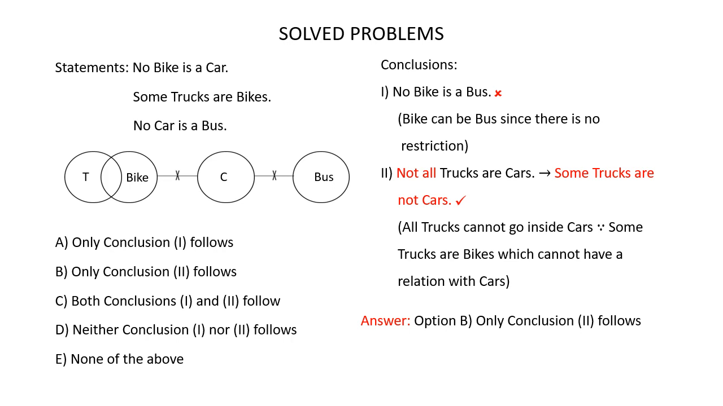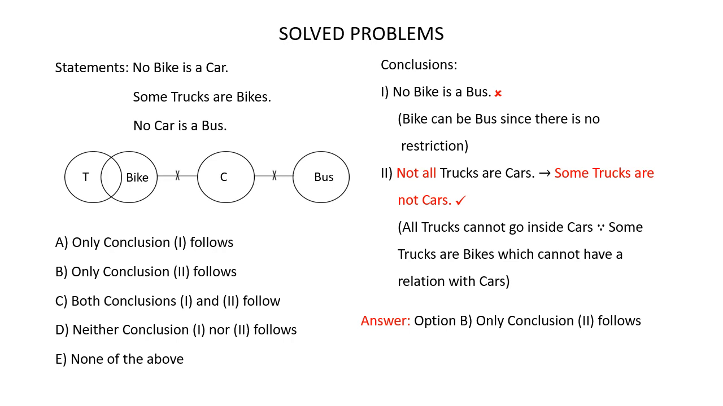Now based on this Venn diagram, let's find out which of the given conclusions follow. Conclusion 1. No bike is a bus. So you have bike here and bus here in the basic diagram. Clearly you can see that there is no overlap between bike and bus. This means no bike is a bus. So according to the basic diagram, no bike is a bus.